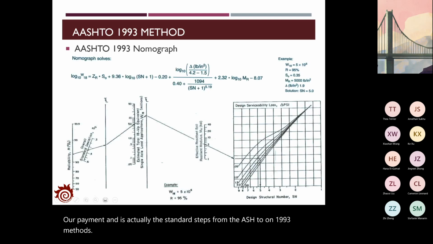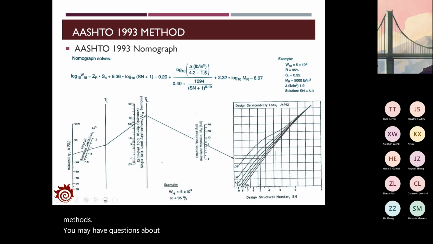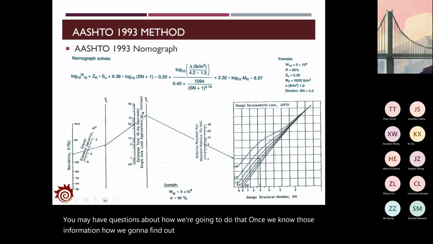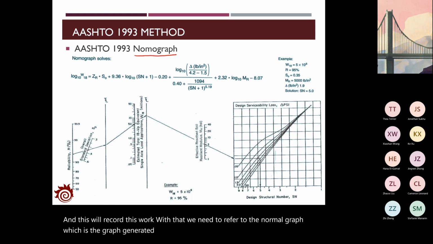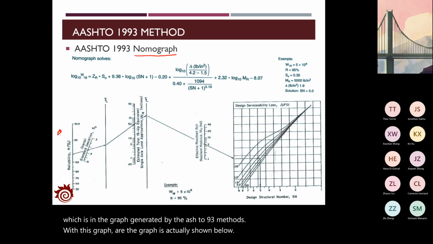Now you may have questions about how we're going to do that. Once we know this information, how are we going to find out the thickness? With that, we need to refer to the Nomograph, which is the graph generated by the AASHTO 93 method. The graph is shown below. So this is just a Nomograph.